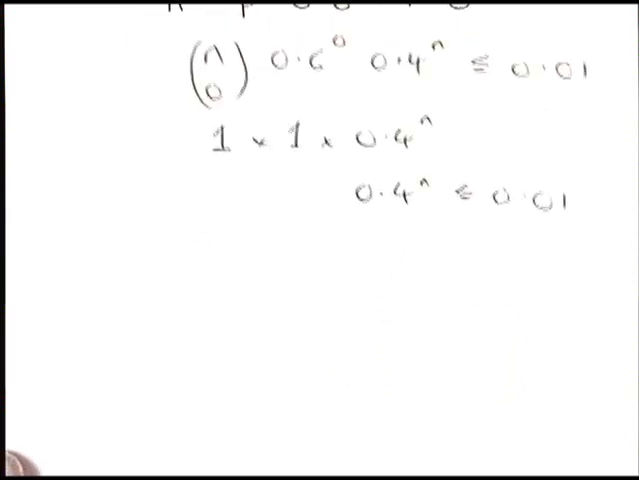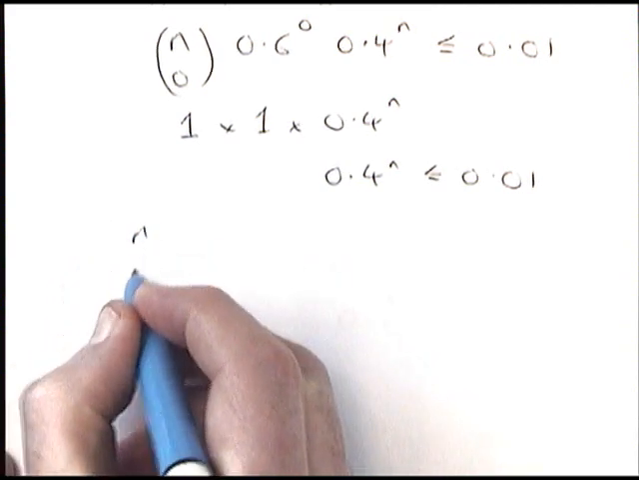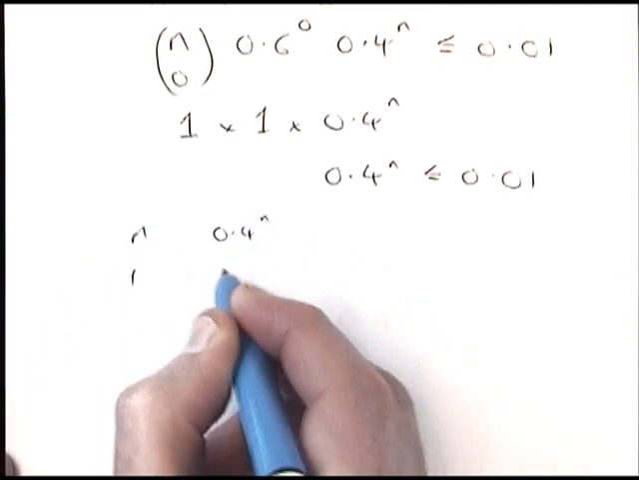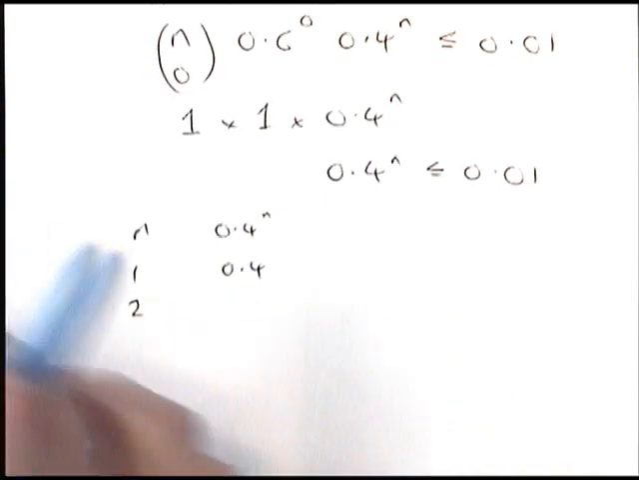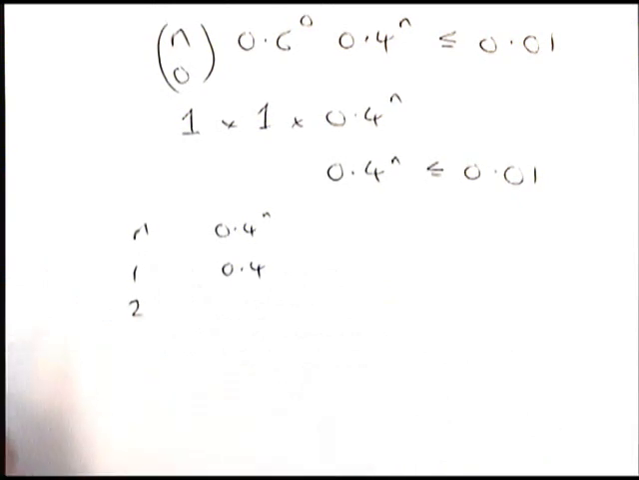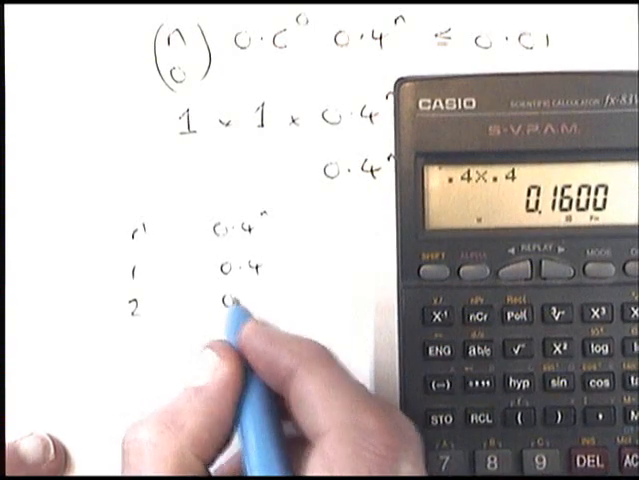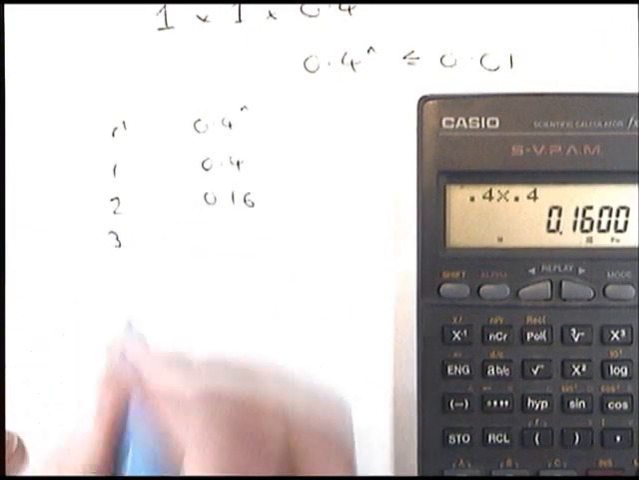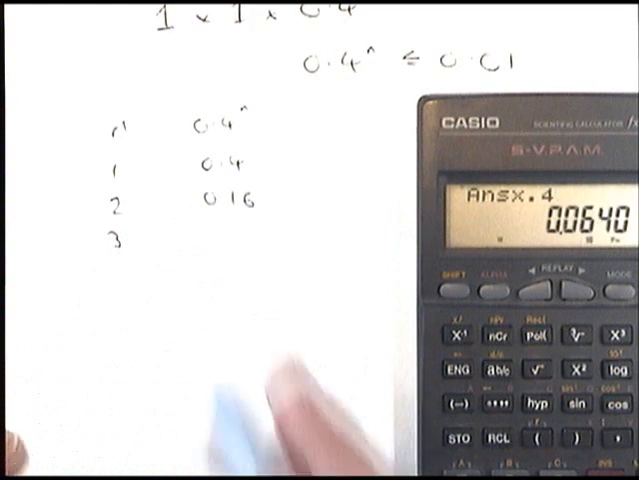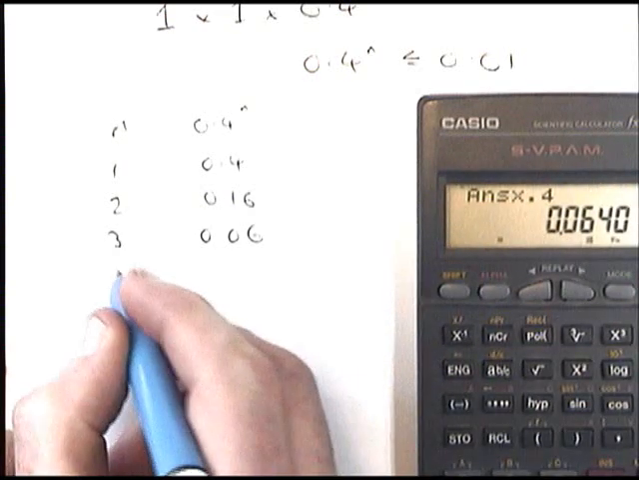Solve this equation here. Two ways of doing it, and one is trial and error. When n is 1, 0.4 to the n is 0.4. When n is 2, 0.4 squared is 0.4 times 0.4. That's 0.16. We're trying to get this to be less than 0.01. Well, it's not at the moment. When n is 3, times it by another 0.4, I get 0.06 something. Still not smaller than 0.01.